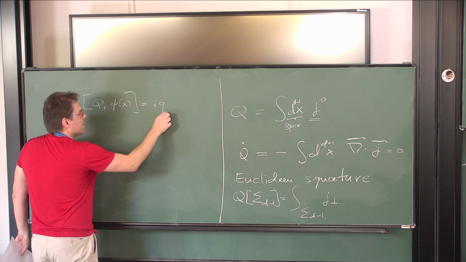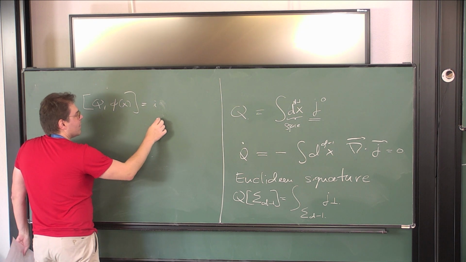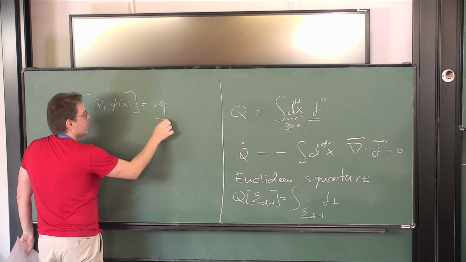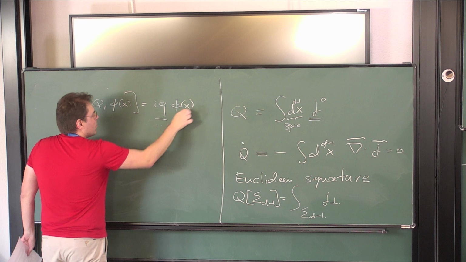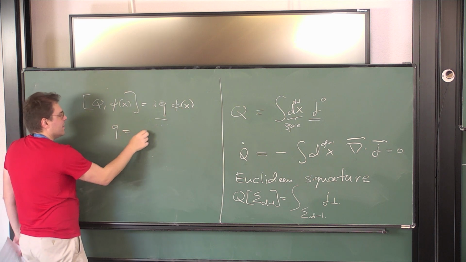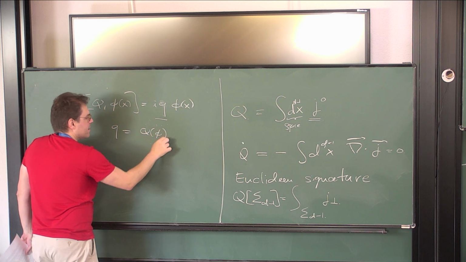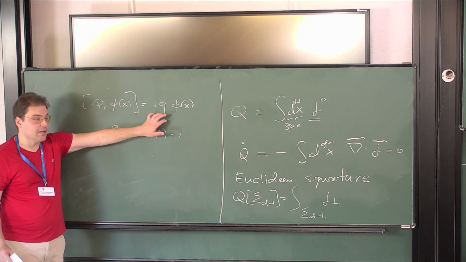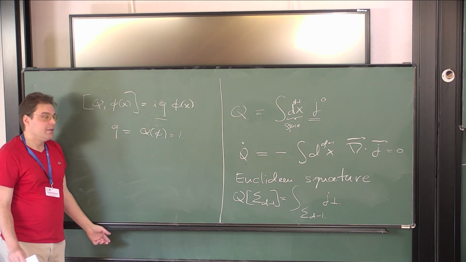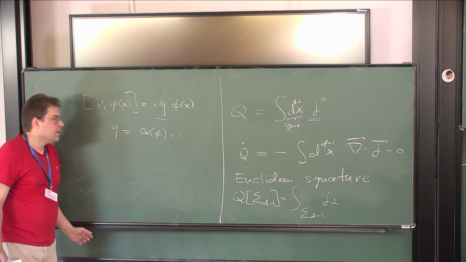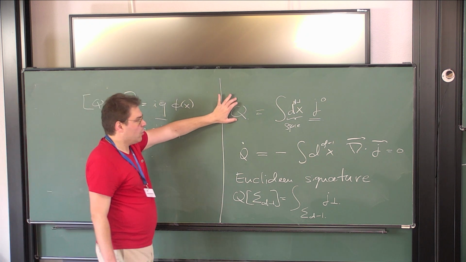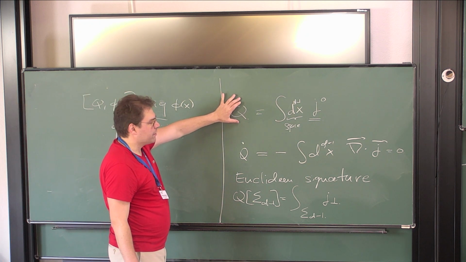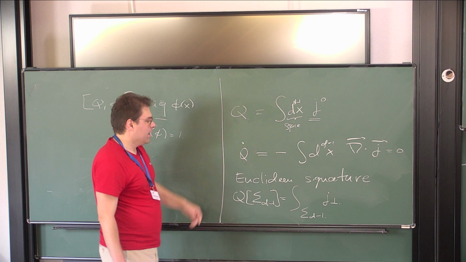And what you find is that, in general, you get i times q times phi of x, where q is precisely the U1 charge of phi. In this case, that's 1. q is a c-number, not an operator. And it's just the charge of phi. So this is the old-fashioned way of computing the charge.